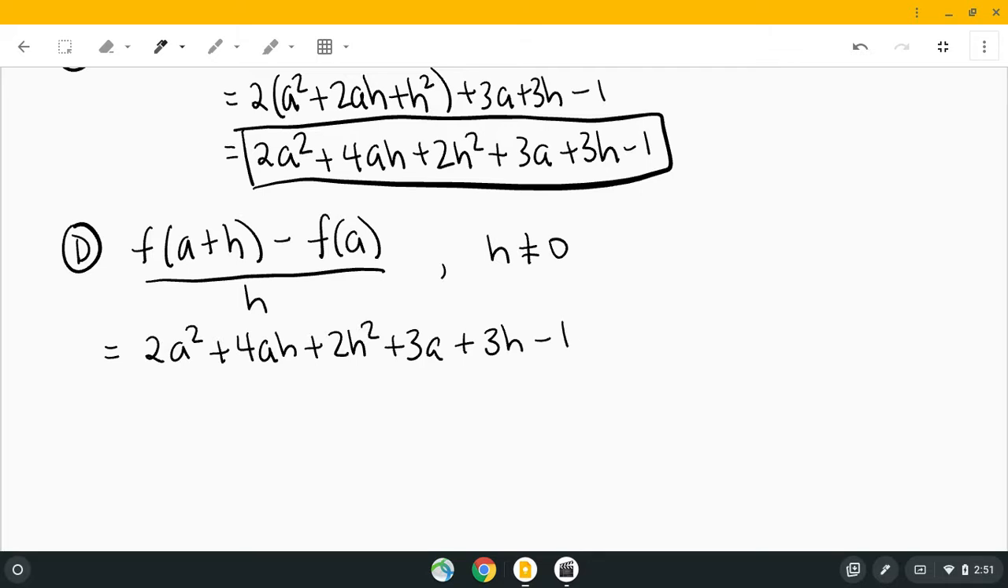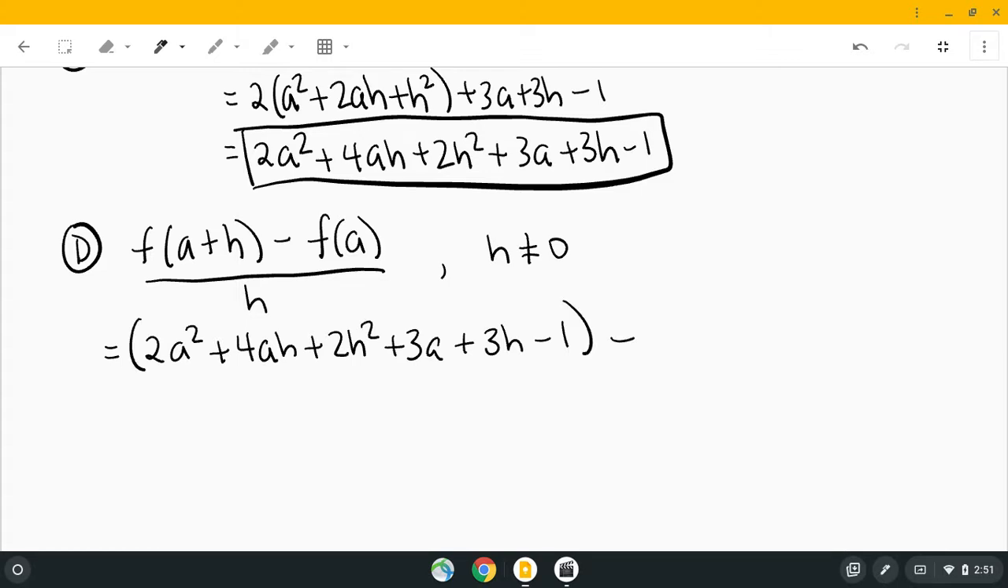Okay, so let me just double check. 2a squared plus 4ah plus 2h squared plus 3a plus 3h minus 1. Okay, so this is what we get for f of a plus h. So that's the first part.